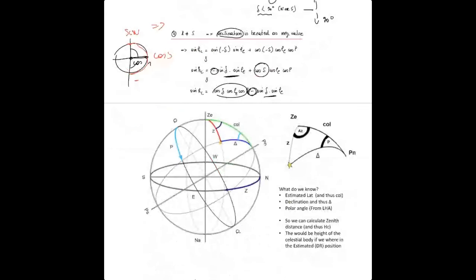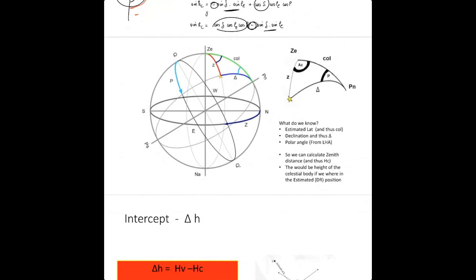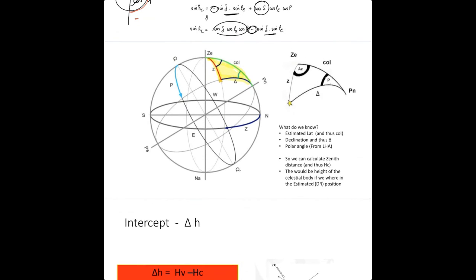Okay, so voila, this is our navigational triangle here. And if we take a look at this navigation triangle, what do we actually know? We have our estimated latitude, so we know our co-latitude, so this side is known. We know our declination that we get from the nautical almanac, so we know the polar distance. And we also know the GHA or LHA, so we can determine the polar angle. Okay. So what can we do?